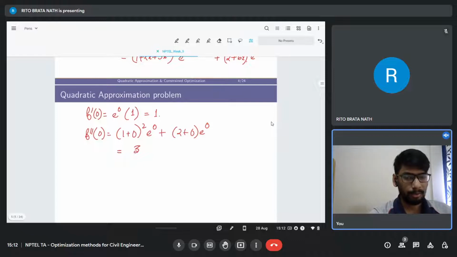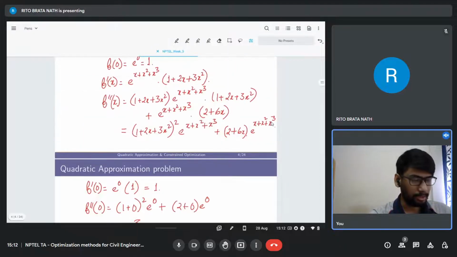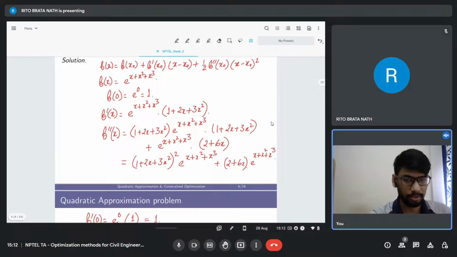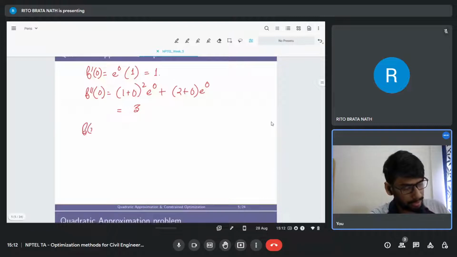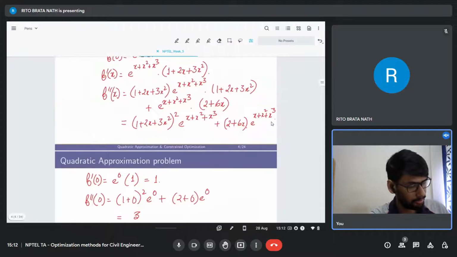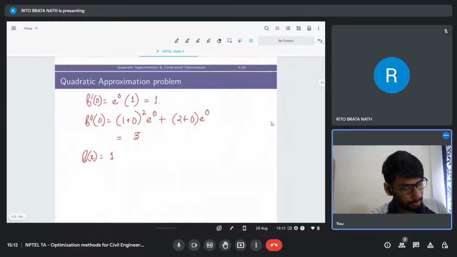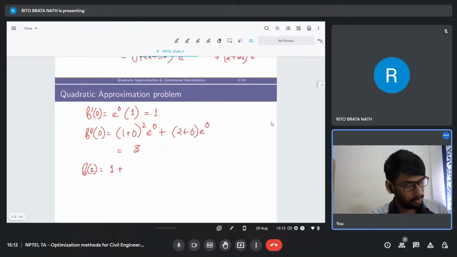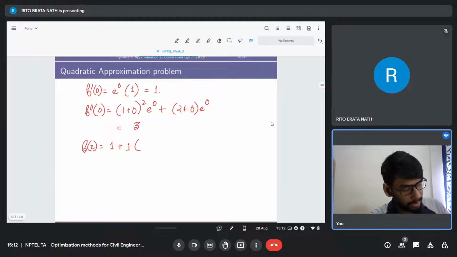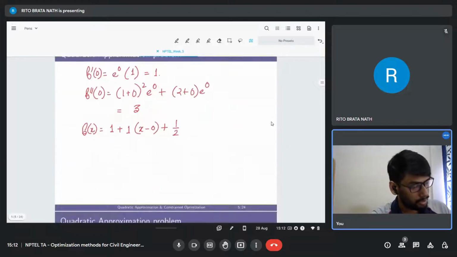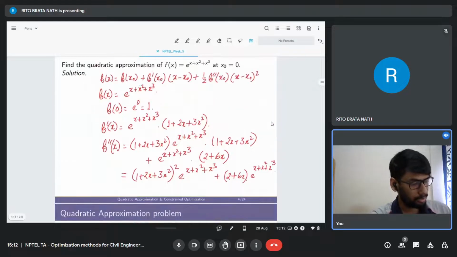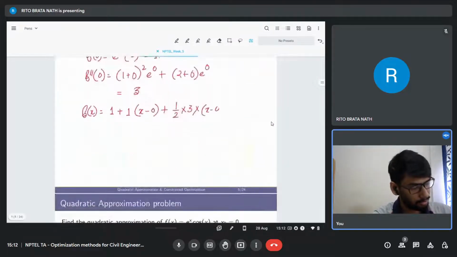So now you have to have the final expression for the quadratic approximation of that function. Let me write down the expression again. My f(x) now becomes f(x naught), which is f(0), which is 1, plus f prime of 0, which is 1, times (x minus 0), plus I have that half term, and then I have f double prime of 0, which is 3, times (x minus x naught) squared, which is (x minus 0) squared.